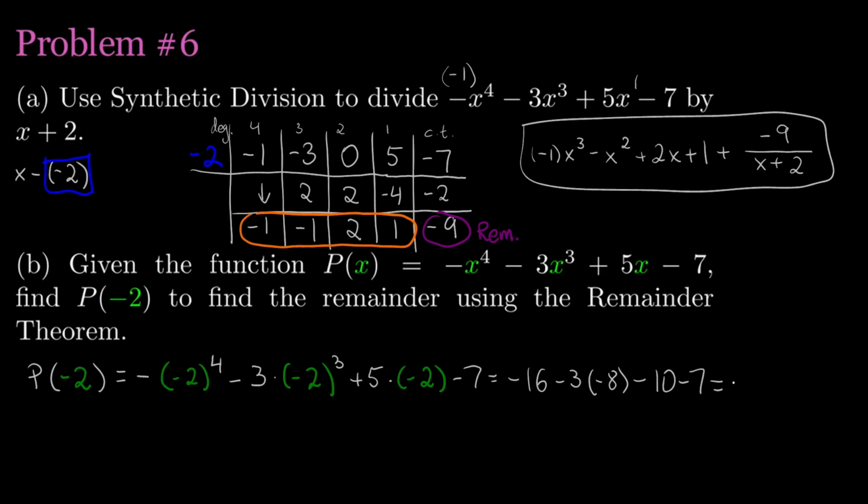So we have negative 16, and then negative 3 times negative 8 is plus 24, and minus 10 minus 7 is minus 17. Now negative 16 plus 24 is 8, 8 minus 17 is negative 9, and that will be our final answer. And we compare it with the remainder of negative 9 we obtained in part A, that the remainder theorem should give us the same number.